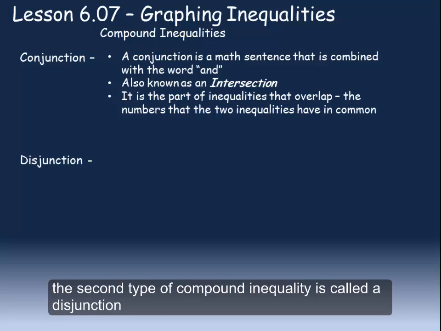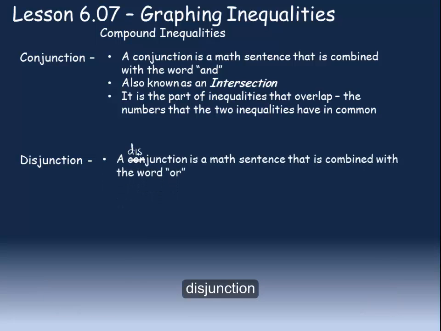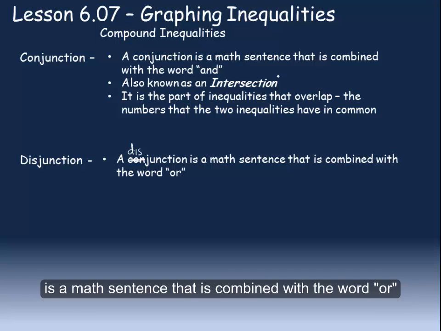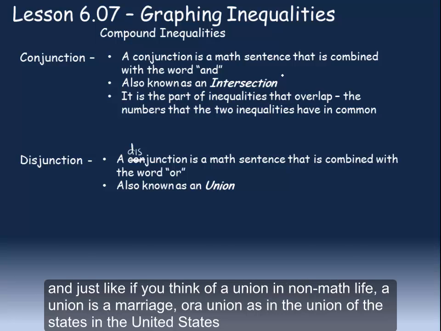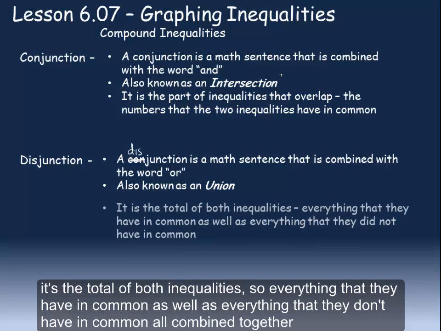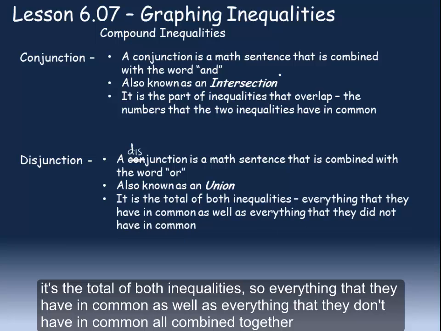The second type of compound inequality is called a disjunction. A disjunction is a math sentence that is combined with the word "or." It's also known as a union. And just like if you think of a union in non-math life, a union is a marriage, or a union as in the union of the states in the United States. It's the total of both inequalities. So everything that they have in common as well as everything that they don't have in common, all combined together.